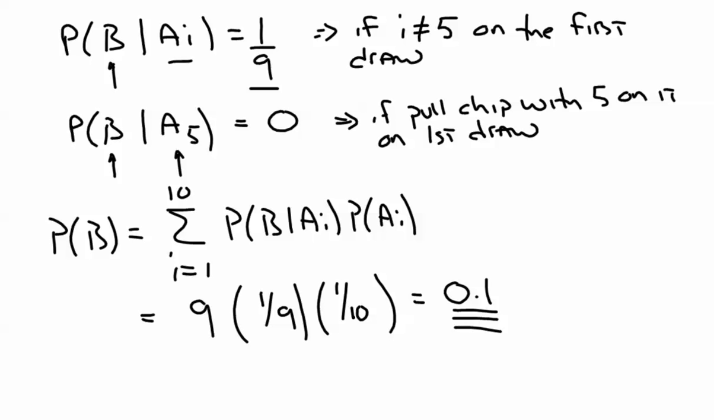The things we add up in this summation are identical to one another 9 times out of 10. And the one time that it's different, the probability of drawing the chip numbered 5 on the second draw, if the chip was 5 on the first draw, that one's 0. That's why we only add this up 9 times. Alrighty?